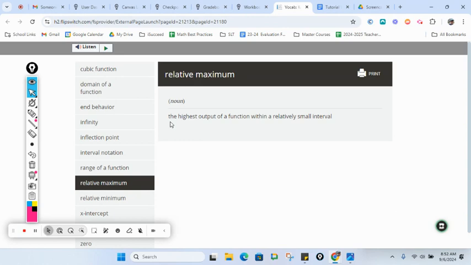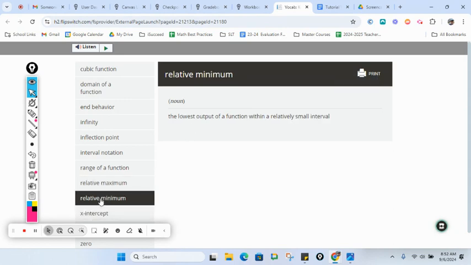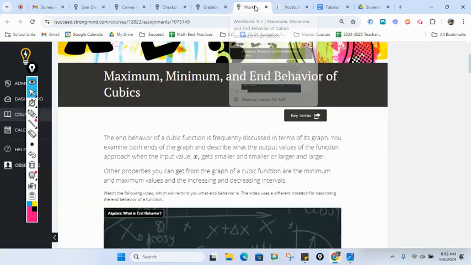And so they define them as, in this case, the relative maximum, the highest output of the function within a relatively small interval. So we're looking at a piece of the graph. That interval is like a piece of the graph, and we're looking for the highest point. So the minimum would just be the smallest output within that piece of the graph or within a relatively small interval. So what does that mean?